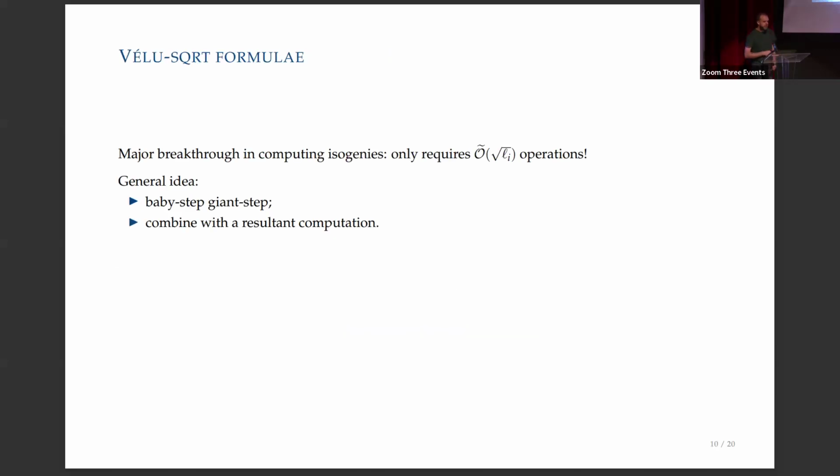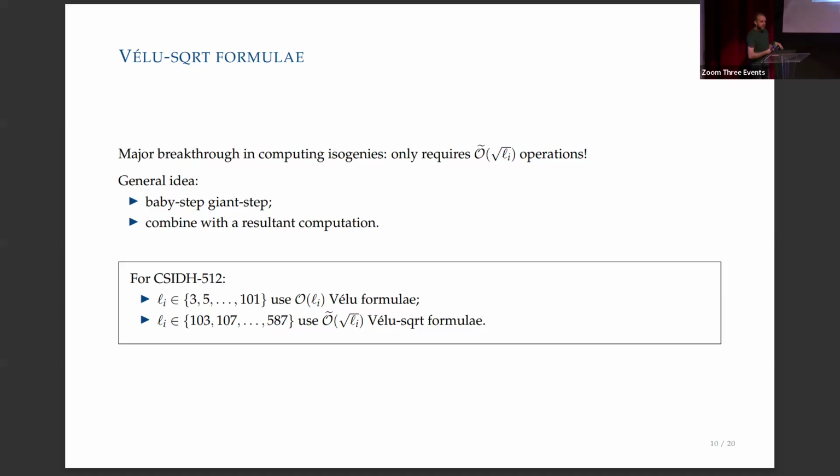Then in, I think, 2020, there was a sort of big breakthrough in this with the square root Vélu formula, in the sense that asymptotically, we don't need to do a linear amount of work in the degree of the isogeny, apparently. We can do a square root. The amount of work we do is square root in the degree of the isogeny. Also not going to go into depth, but essentially you do like a baby-step giant-step sort of thing, and then you combine it with some resultant computation. And asymptotically, it's a lot better than regular Vélu on any sort of elliptic curve form that you want.